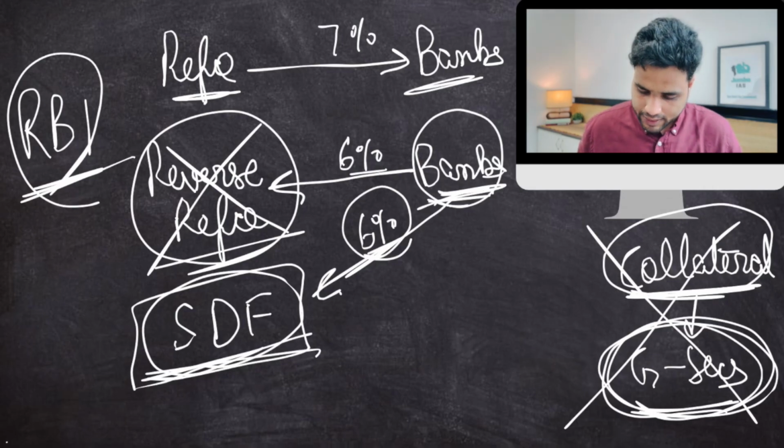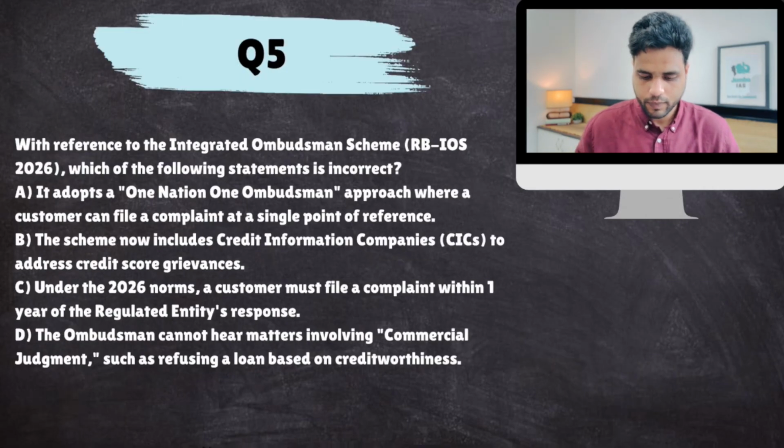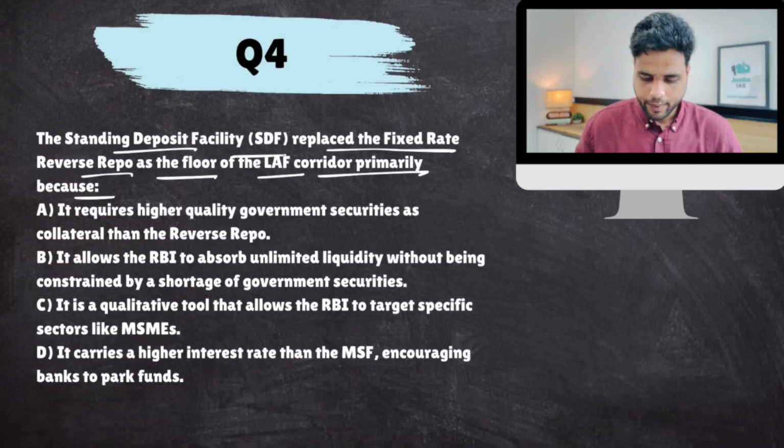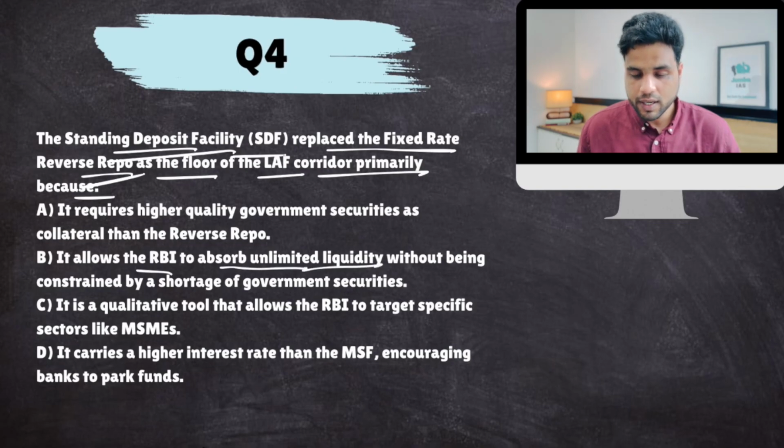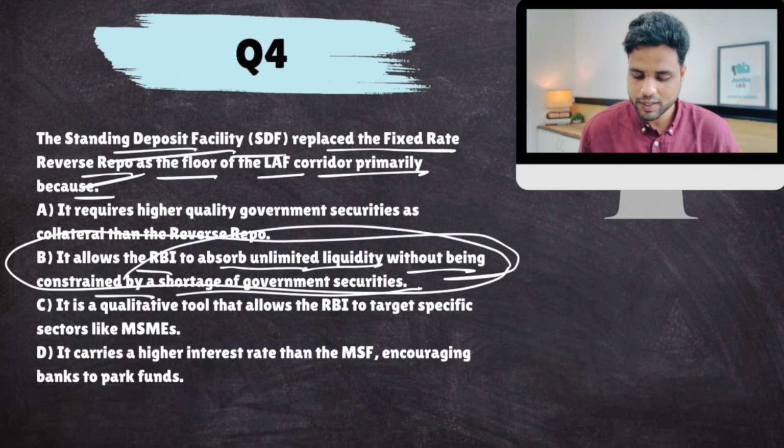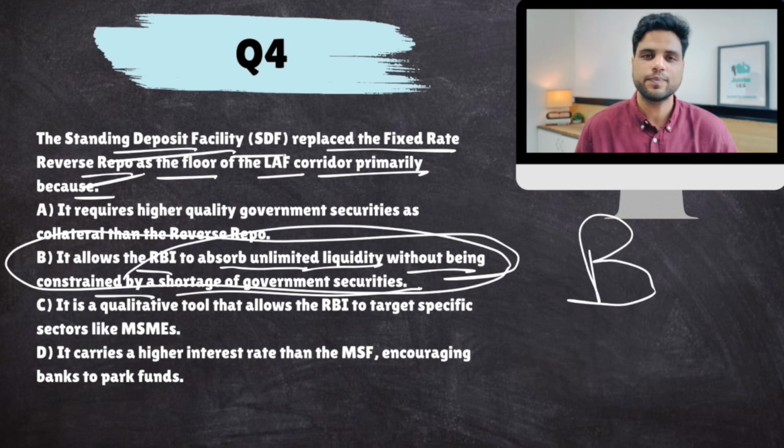Okay. Now let's take a look at this question. Why did SDF replace reverse repo? It allows the RBI to absorb unlimited liquidity without being constrained by shortage of government securities. This is the most appropriate answer. You understand now? All right.